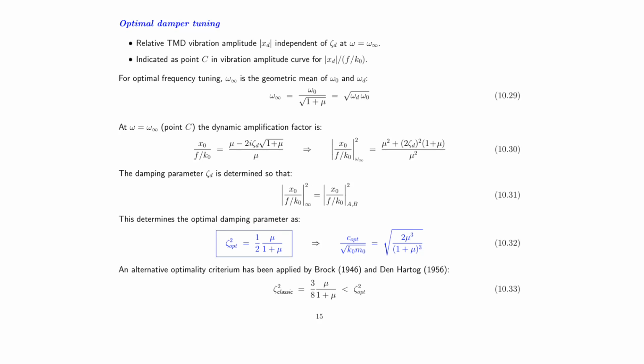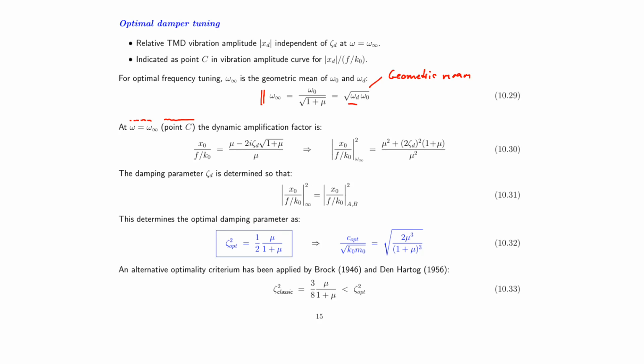So our omega infinity is given as omega 0 divided by the square root of 1 plus mu. And if we substitute in our omega d instead of the mass ratio mu, we find out that omega infinity is actually the so-called geometric mean of the omega 0 frequency and the omega d frequency. The point C in the curve is defined at omega infinity.